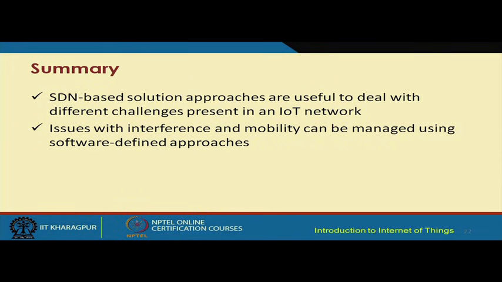There are different issues of interference and mobility management which have to be taken care of in these SDN based approaches to IoT. Interference is a very common and important problem that has to be addressed. Mobility as well, because mobility occurs in any IoT network and particularly in mobile based IoT networks. With this we come to an end. We have understood how SDN can be used for implementing IoT networks and making the IoT networks much more efficient.